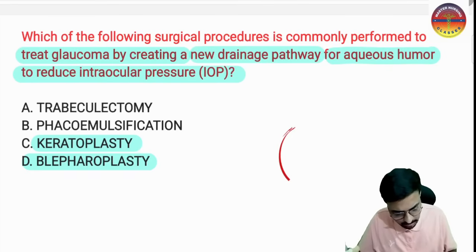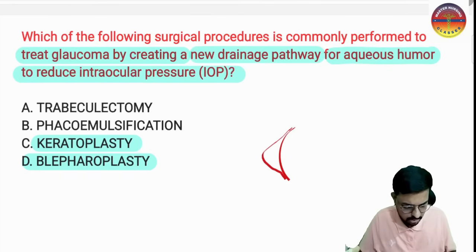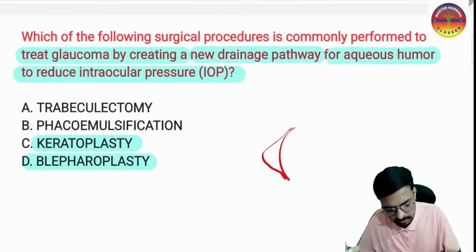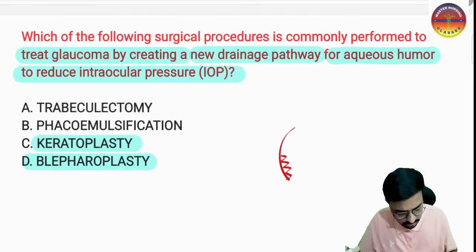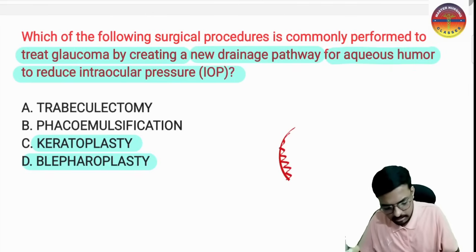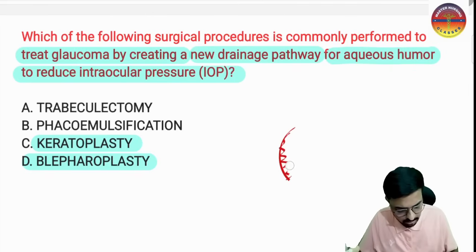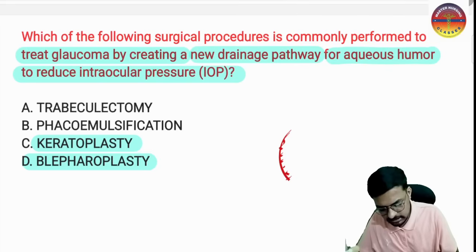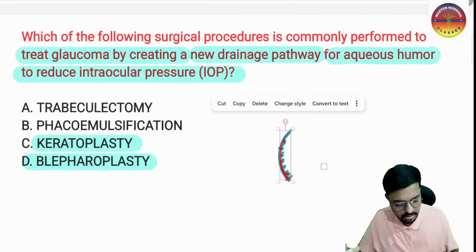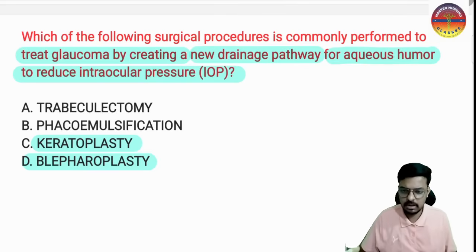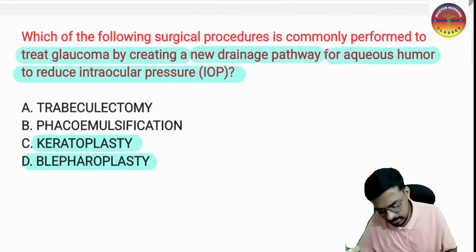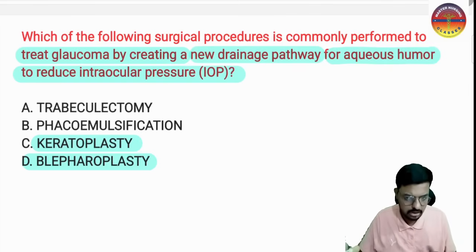If the cornea becomes like a cone, the keratoconus, or else the cornea becomes irregular in curvature, that time we are going to repair this particular cornea. That is what we call keratoplasty. Keratitis is the inflammation of the cornea, and keratoplasty is the repair of the cornea. So this is also not a correct answer.